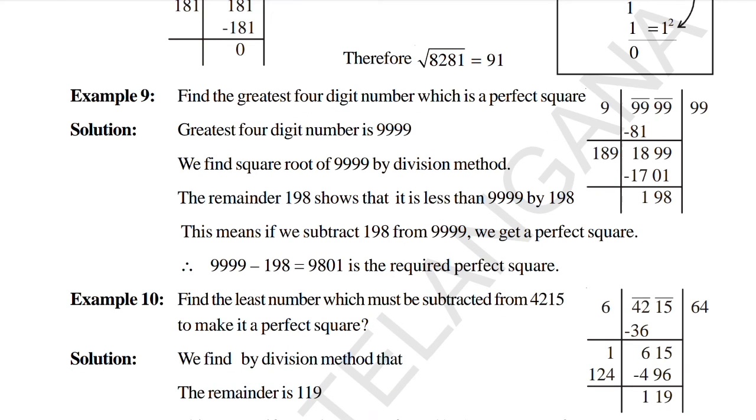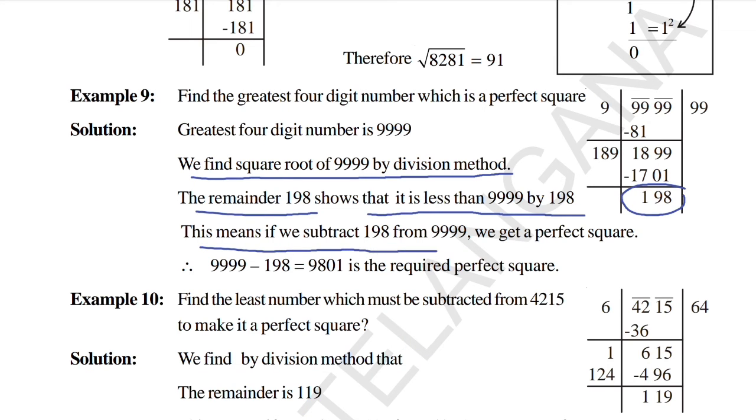Anyhow, observe the process. First he took the greatest 4-digit number, that is 9999, and he applied the division process. Here he got the remainder 198. That means 9999 is not a perfect square number. The remainder 198 shows that it is more than a perfect square by 198. So if we subtract 198 from 9999, we get a perfect square. So therefore 9801 is the greatest 4-digit number that is a perfect square.